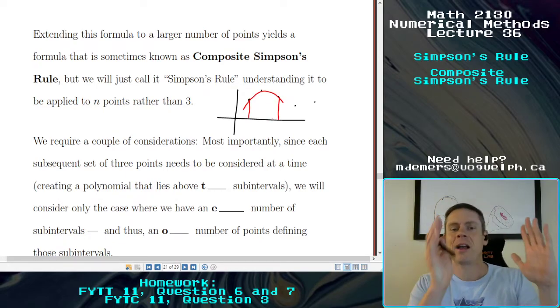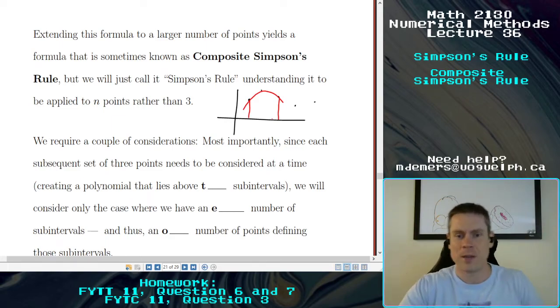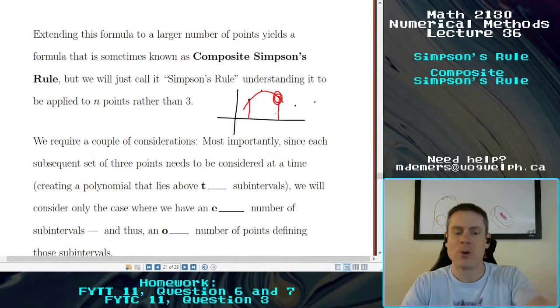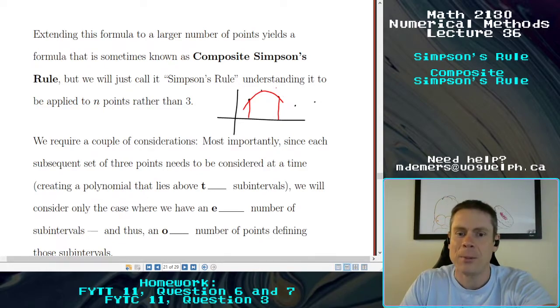But the idea is that we're going to kind of daisy chain on another 3. The last one, though, like this node, becomes the first node of the next 3. And the next parabola is going to be this parabola.